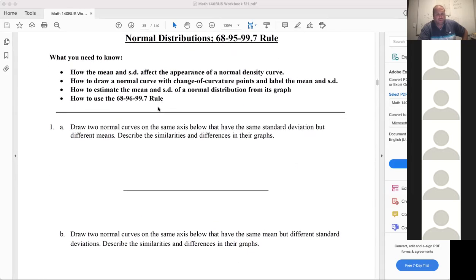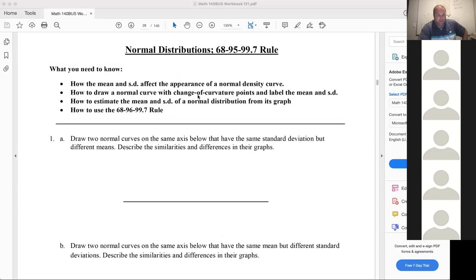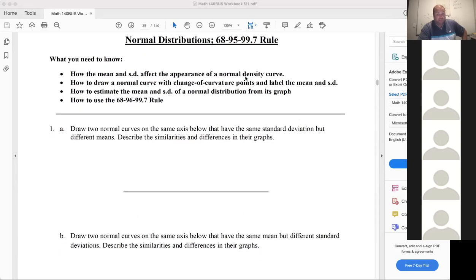It says draw 2 normal curves, and this is chapter 3 now, page 28. Draw 2 normal curves on the same axis below that have the same SD and different means. How would I draw 2 curves with the same SD and different means? What would they look like? They just start off at different points, basically.